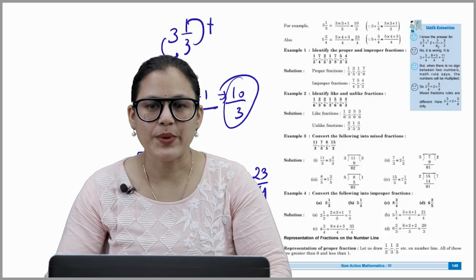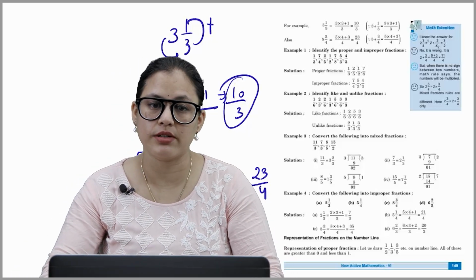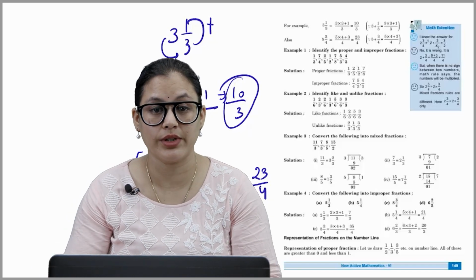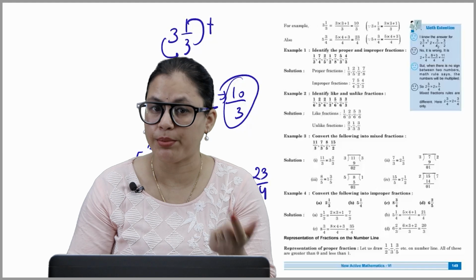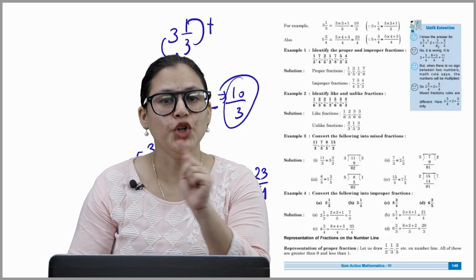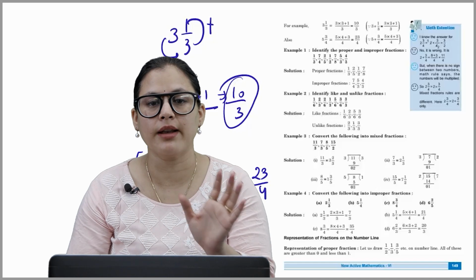Right. Let's do example 1. Identify the proper and improper fractions. So this is very simple. If the numerator is less than the denominator, then it's a proper fraction, and if the numerator is greater than the denominator, it's an improper fraction.